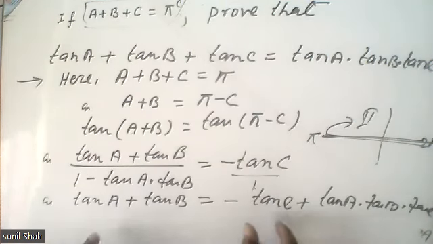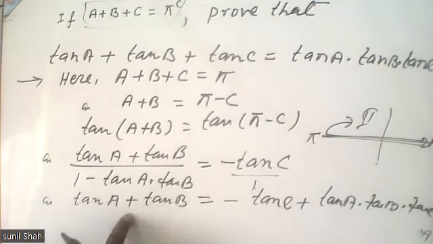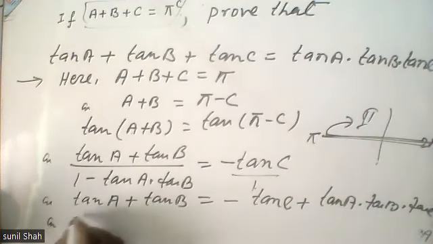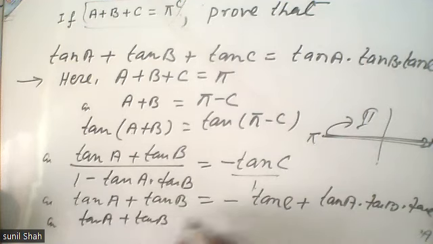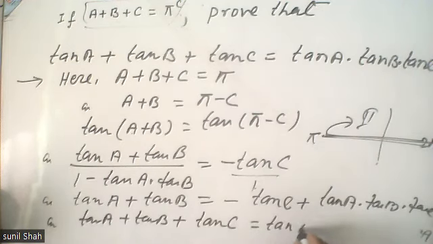So we need to bring this minus tan C to the left side. So minus tan C will be plus when this comes to this side, or tan A plus tan B plus tan C is equal to tan A into tan B into tan C. Proved.